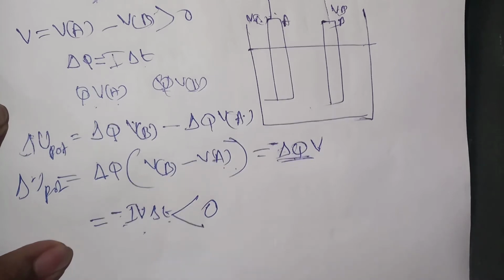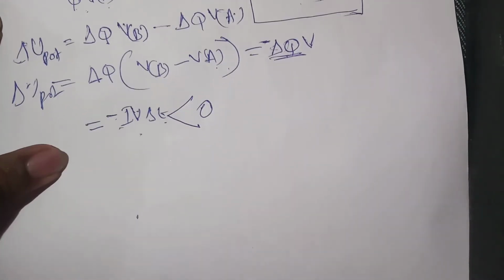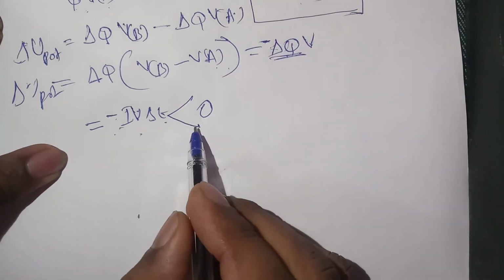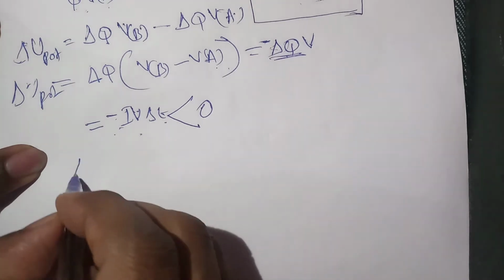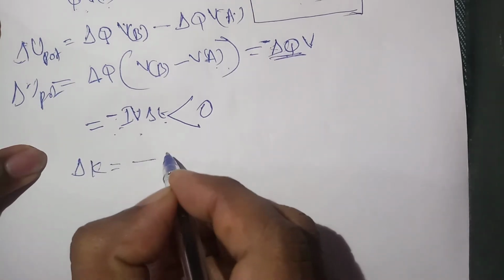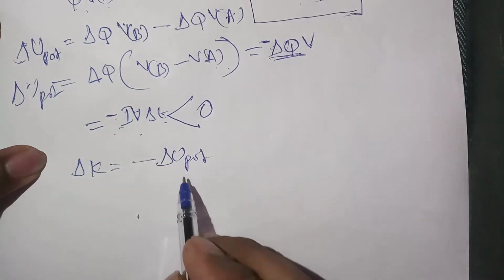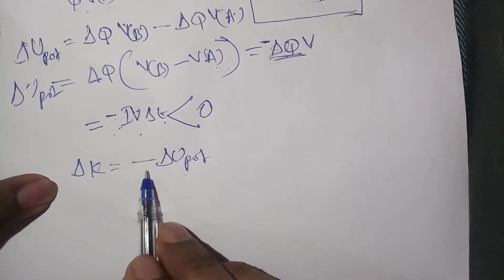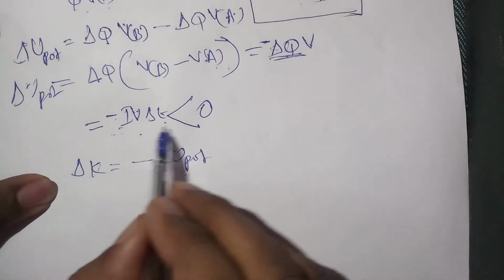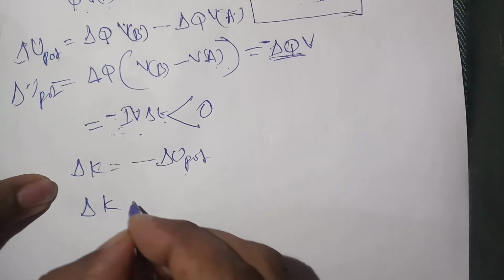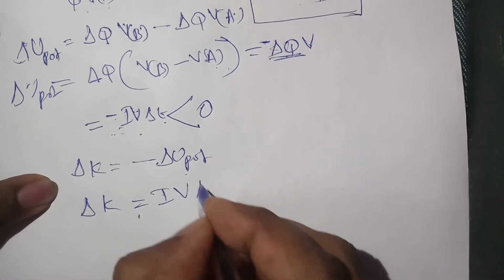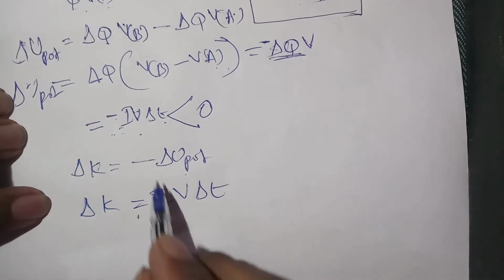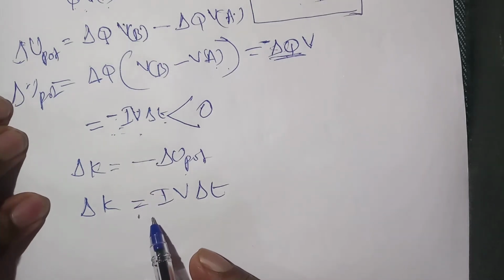Now if you take the change in potential energy and change in kinetic energy together, what will be the change in kinetic energy? If this is the change in potential energy, negative of this one will be the change in kinetic energy. So delta K will be minus delta U potential. That is, the same amount of change will be there in kinetic energy also, but with the opposite sign. Instead of a minus sign, it will become a plus sign.